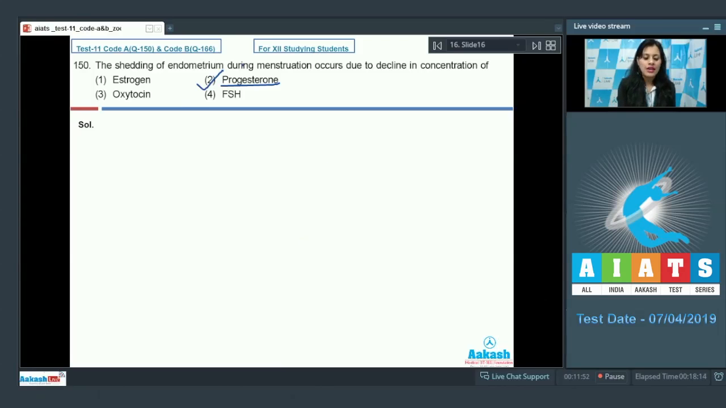Let's discuss rest of the options. Option number 1, and this cannot be a correct answer to our question because estrogen causes repair of shed endometrium. The next option given is oxytocin, and this is an incorrect option because oxytocin is responsible for contraction of myometrium during childbirth. And the last option given is FSH, and this is an incorrect option because FSH or follicle stimulating hormone, as the name suggests, is responsible for the growth and development of follicle. So the correct answer to this question is option number 2. Let's discuss our next question.